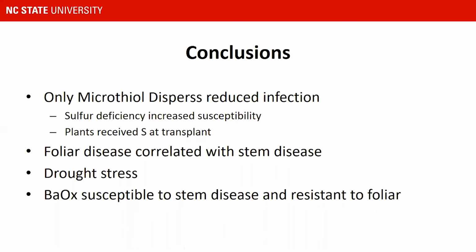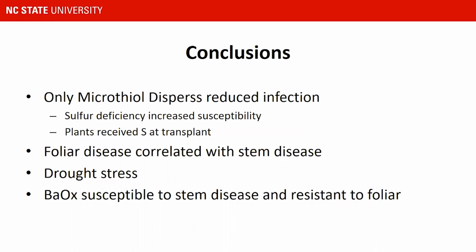What we're suspecting happened was that we had sulfur deficiency due to drought conditions, and that increases susceptibility of those plants to the Lasiodiplodia pathogen. These plants received a sulfur treatment at transplant, but that may not have been enough to counteract our drought stress. We also had our foliar disease correlate with our stem disease, so we're pretty confident that what we were seeing in the field was a stress response. We had a lot of drought stress, and we did not have a whole lot of foliar leaf spots, so I think that's part of explaining what some of our symptoms were out in the field.